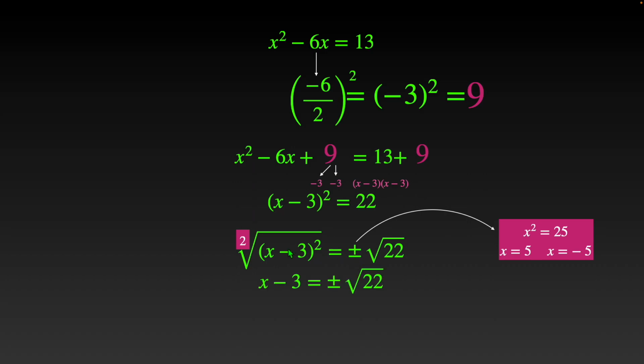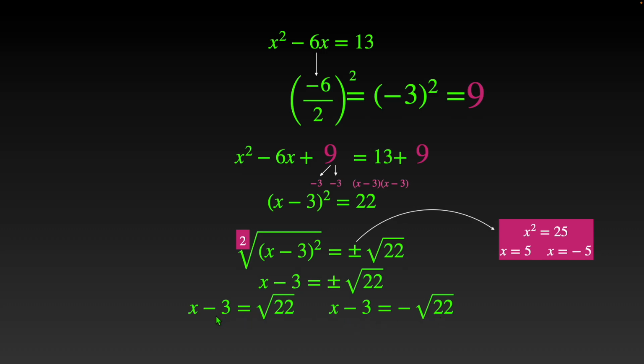simplifying. On the left-hand side, we just get x minus 3, and on the right-hand side we get plus or minus square root of 22. Because we have plus or minus on the right-hand side, we're going to split this into two equations. X minus 3 equals positive square root of 22, and x minus 3 equals negative square root of 22. And now we solve each of these.